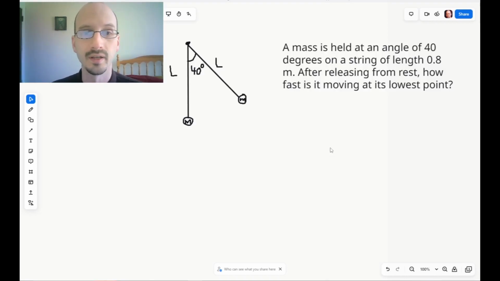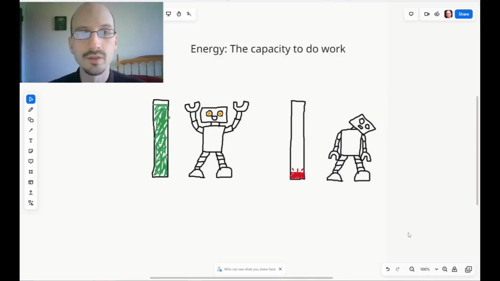So let's jump in. Before we do this problem, we got to talk about the concepts needed to solve it. Because solving physics problems is never just about the problem, it's about how you solve the problem. And if you know the process, you can solve many different problems, not just this one. All right, so this problem involves a concept called energy.